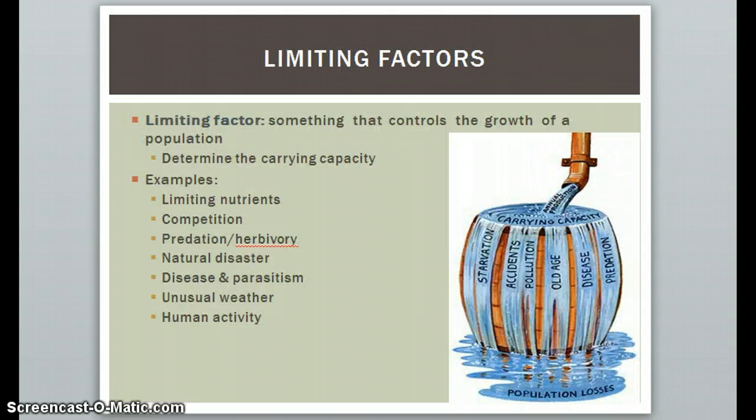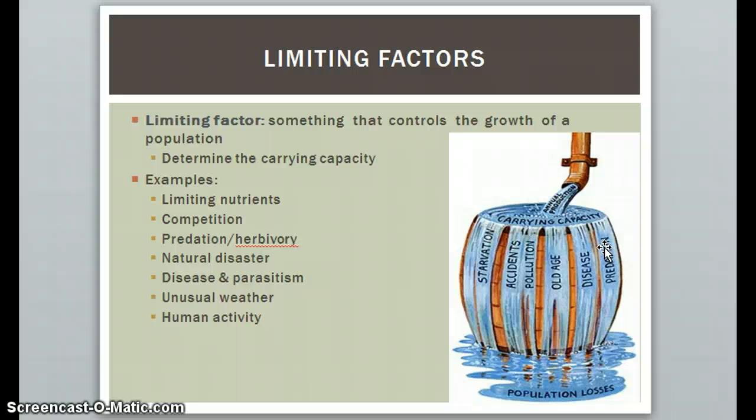A limiting factor is anything that controls the growth of a population. It's these limiting factors that determine the carrying capacity of a particular species in an ecosystem. The more limiting factors present, the lower the carrying capacity tends to be. It's sort of like this overflowing barrel of water. The barrel can only hold so much water. This is like the carrying capacity. The population will continue to grow until the barrel is filled up or the carrying capacity is reached.